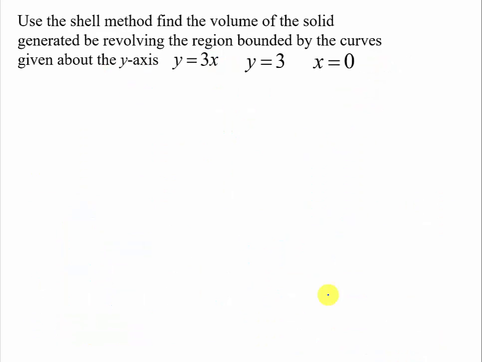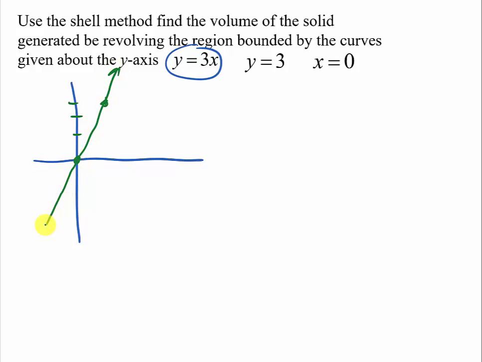So next objective is to use the shell method to find the volume rotating about an axis. Let's go ahead and draw our region and see what we've got. So we have y equals 3x plus 1, so that's going to have a y-intercept of 1 and a slope of up 3 over 1. So it's going to look something like that. And then we've got y equals 3, so that's going to come across like that, and x equals 0. So we can see there is our region.